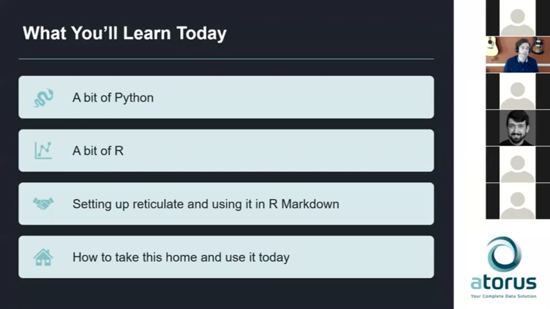So what you'll learn today and what we hope that you can take away from this: we're gonna do a bit of Python and a bit of R. We're not gonna dive too deep into technical aspects of either, because the focus of what we're gonna be talking about today is how you can use these two tools together in the same environment in the context of an R Markdown document. So we're gonna go over how to set up Reticulate and how to use it within R Markdown, and how you can use these tools together to really get the value of both languages and what they have to offer and see how you can reap those benefits. Ultimately what we want to talk about today is how you can take this home and use it in your processes today.